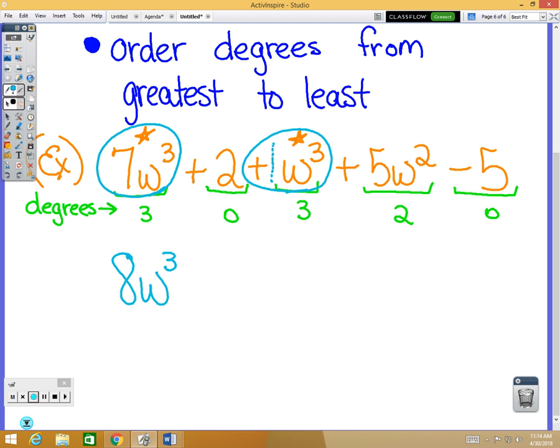5w to the 2nd power. Can I combine anything with that? No. There's nothing that can combine with this one. Nothing else has a w squared. So it's just going to be plus 5w squared.